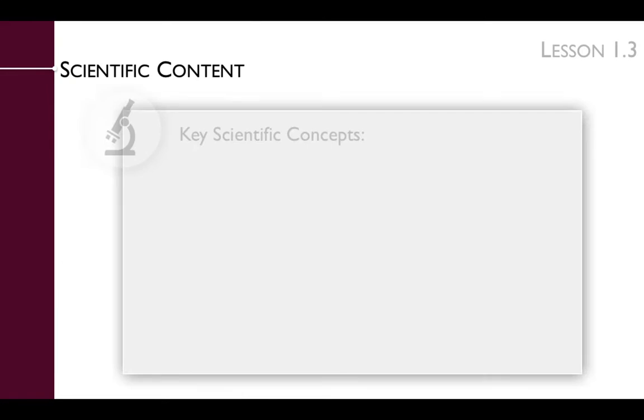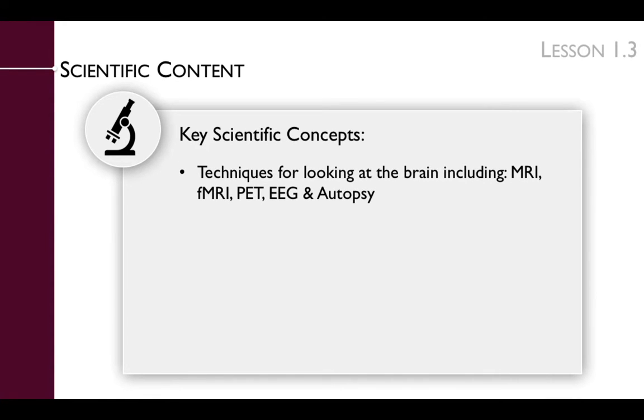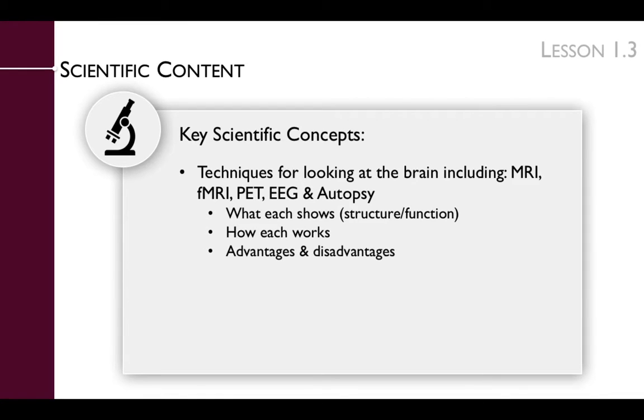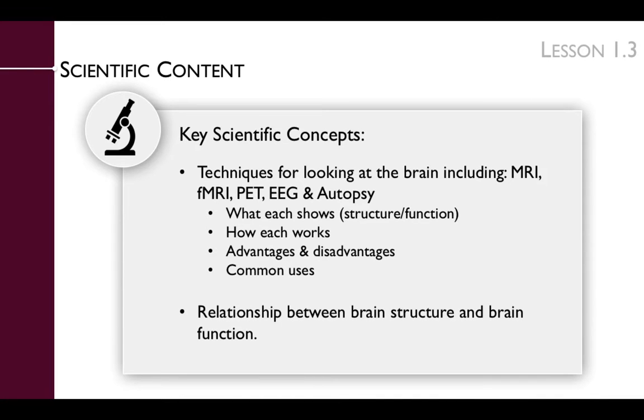To prepare for this lesson, you'll want to review the key scientific concepts that will be presented throughout the lesson. They include techniques for looking at the brain, including MRI, fMRI, PET scans, EEGs, and autopsy. For each of the techniques, you need to be aware of what each shows, structure or function, how each works, advantages and disadvantages, and their common uses. We'll also discuss the relationship between brain structure and function.